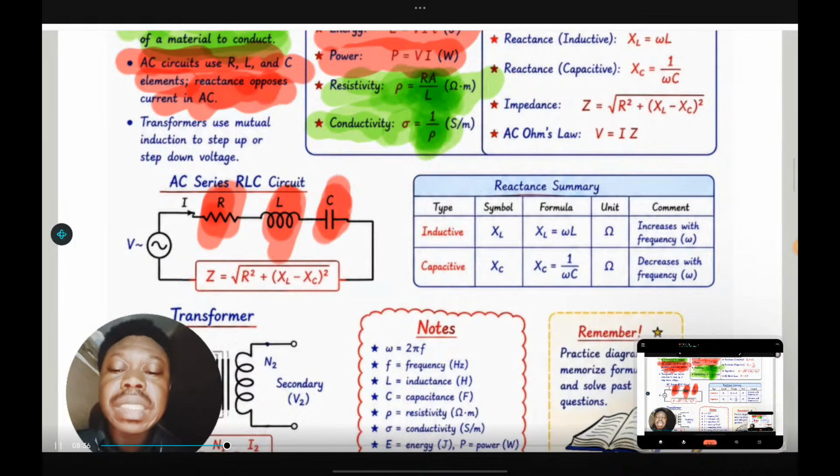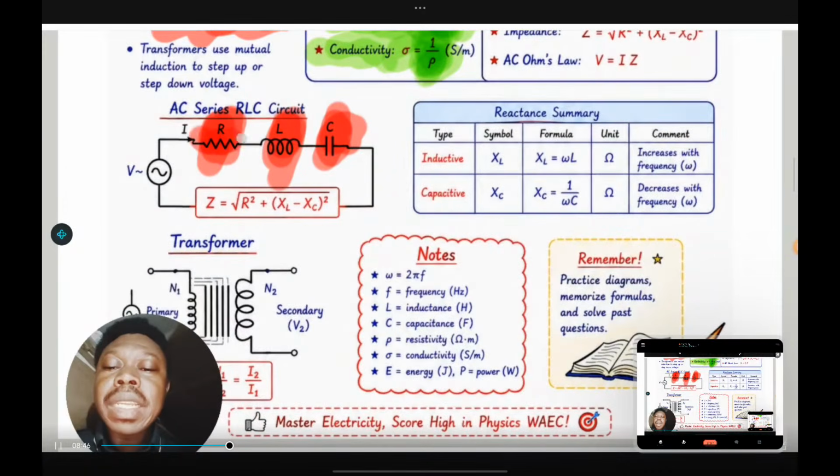The function capacitance. This is measured in farad. This is measured in Henry. This is measured in ohms. Take note of that. Then when you combine these three together, the resistance, the opposition offered by the resistor, inductor, and capacitor will give you impedance.